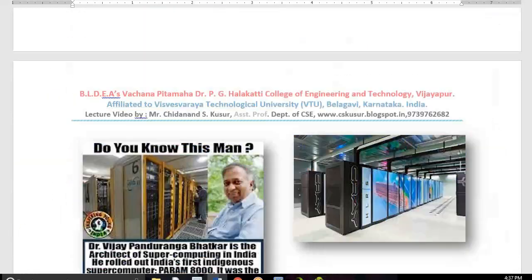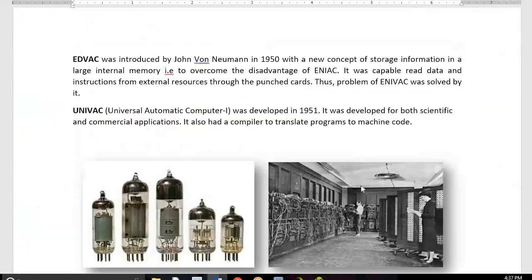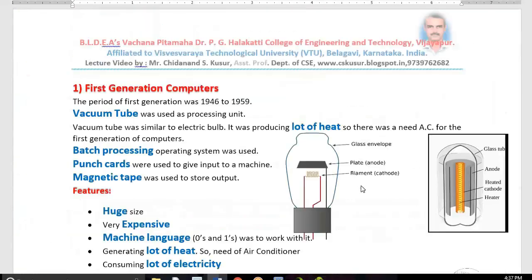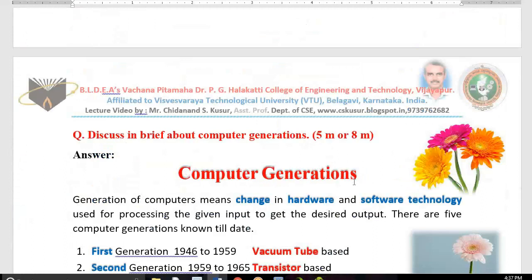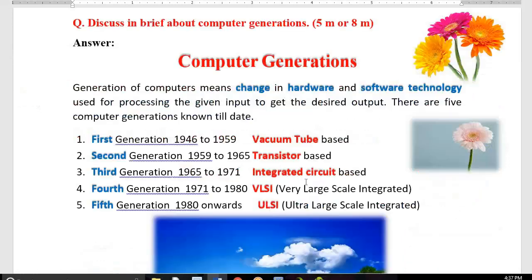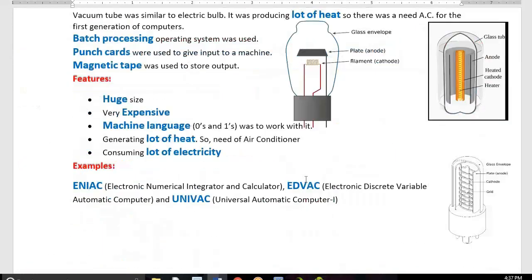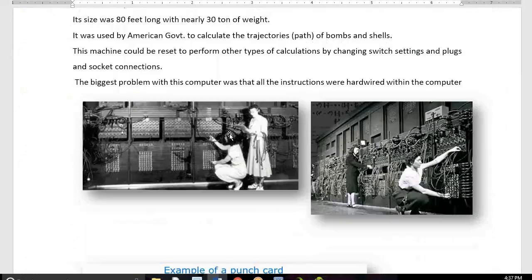Let us begin with what are computer generations. What are computer generations, do you know? Yeah, all of you are intelligent. Computer generations means what? In olden days, the computers we were using were very huge, large in size. See, you can see the olden days computers.